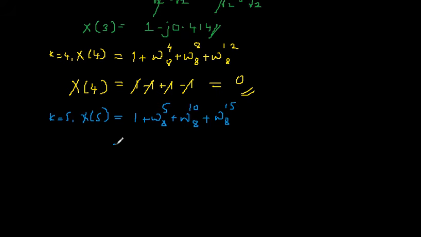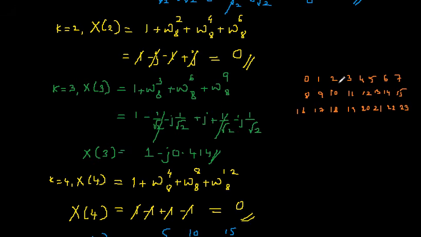Is that okay? So now put the values. This is 1, w8 to the power 5 is nothing but 1 by root 2 minus, it's not minus, it is plus j 1 over root 2, that is w8 to the power 5. Then I have got w8 to the power 10. What must be w8 to the power 10?